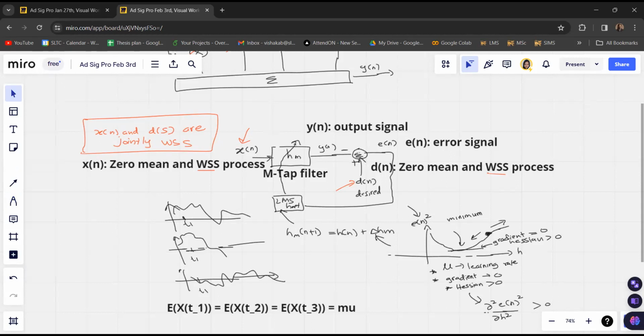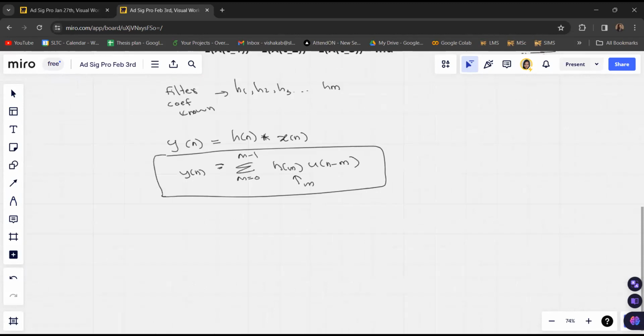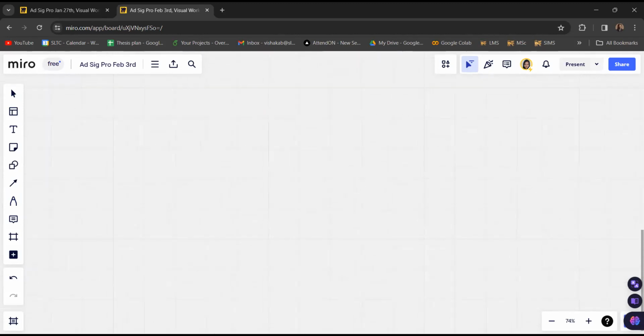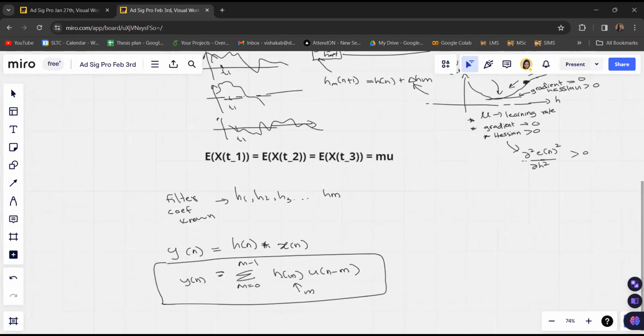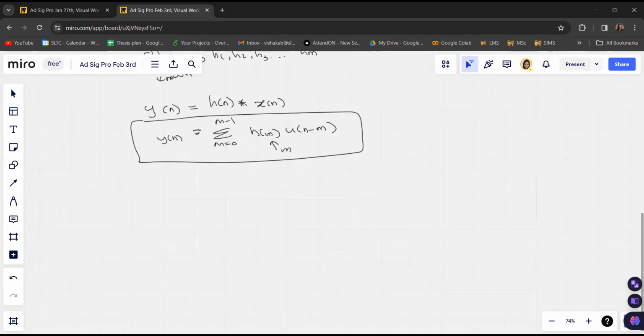After that, we can also mathematically denote these parameters using vectors. The filter coefficients H1, H2, H3 up to HM, we can denote using a vector H. It can be denoted using its coefficients H naught, H1, H2, likewise up to capital M minus 1, because we are starting with H naught. The amount of coefficients will be total M, but the indexing goes up to M minus 1.